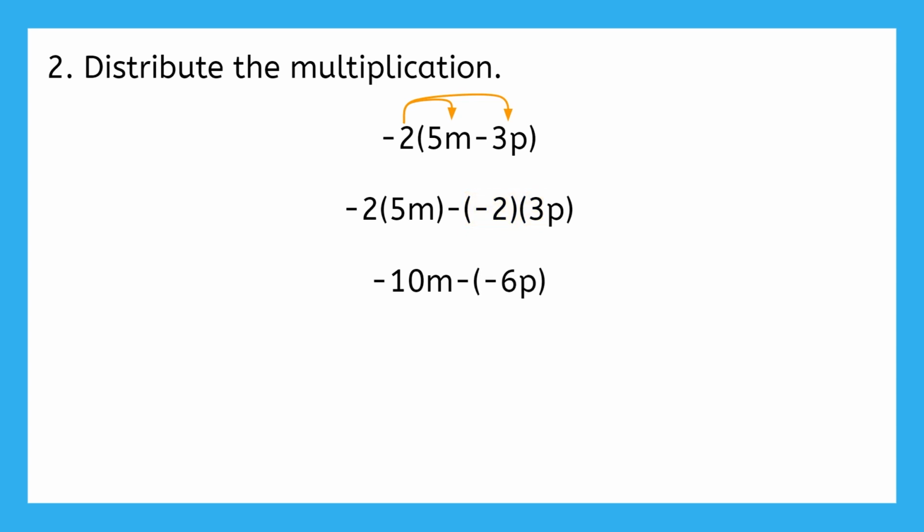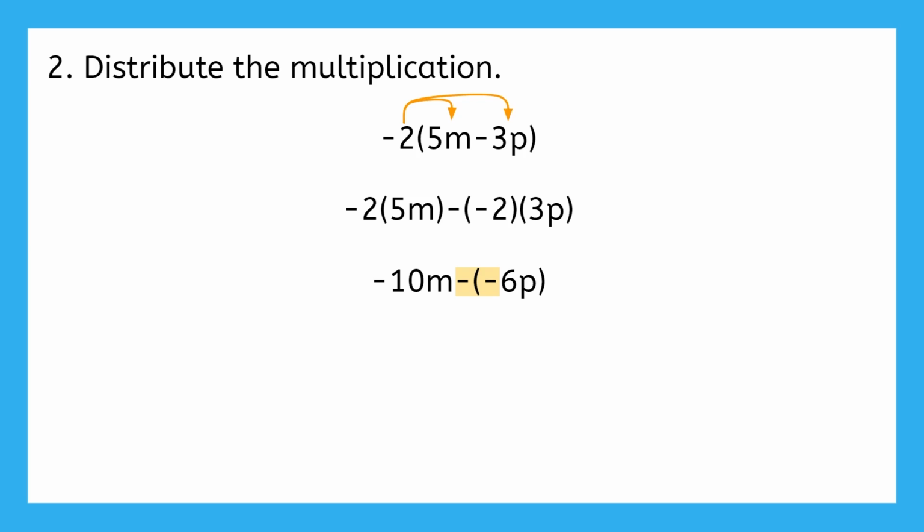I put my product in parentheses to help me keep track of that negative, but having minus a negative here is correct, but it's not great math grammar. Can you think of a better way to write minus negative 6p?